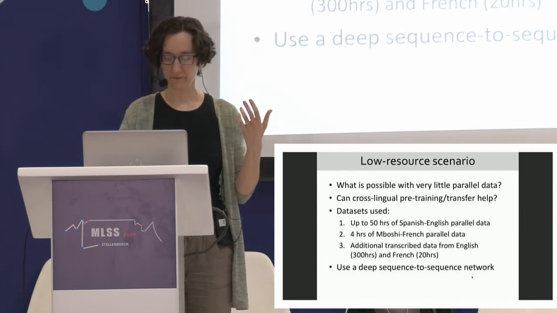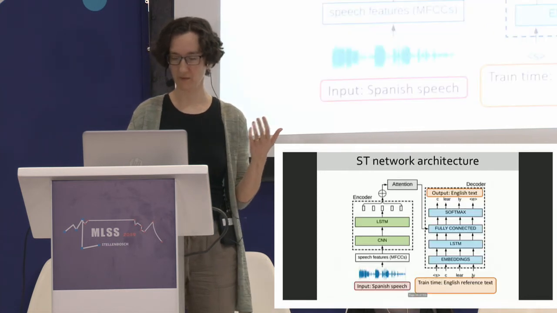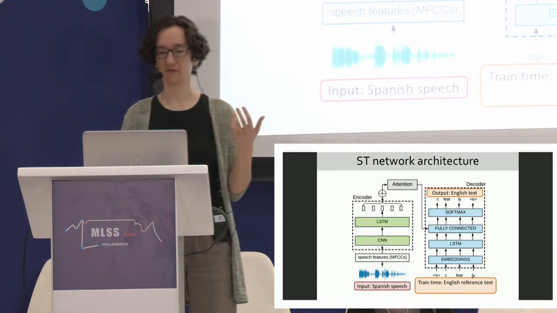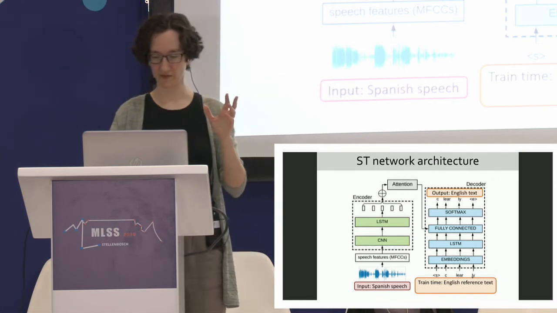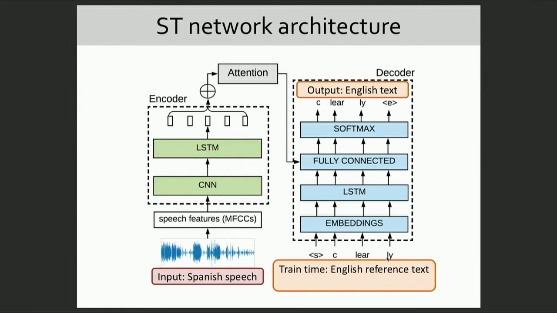And we're going to use another deep neural network to do this. I'm not going to go through all of the details of this, but I'll try and give you the kind of big picture of how this network works. So here's the architecture that we're using for speech translation. The idea of the speech translation system is that it's basically an encoder-decoder model. So the encoder is on the left-hand side of this model, and the decoder is on the right-hand side.